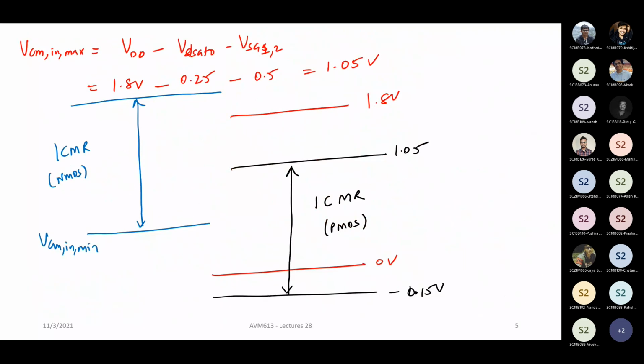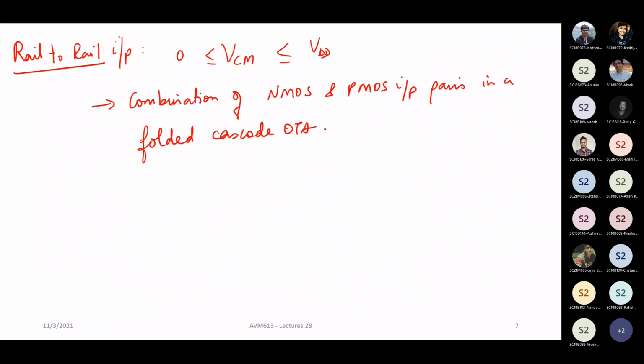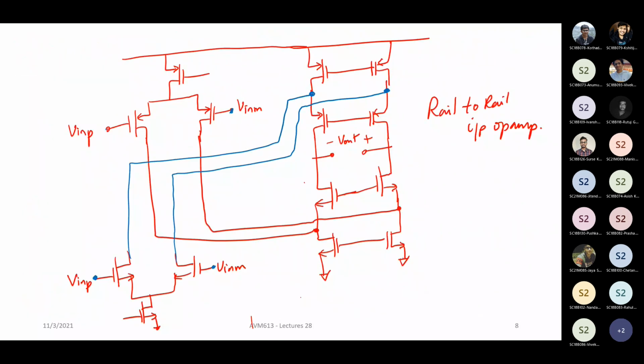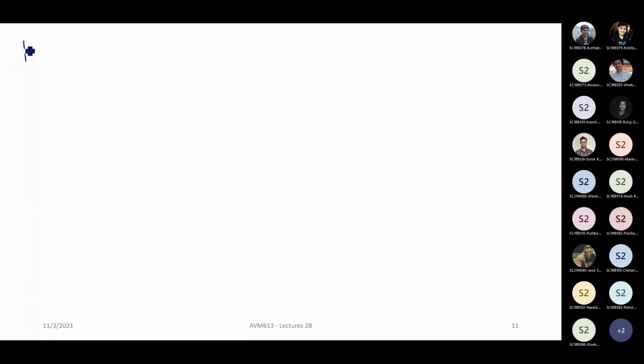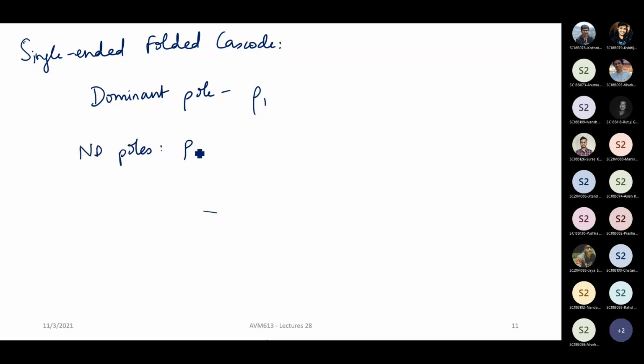Now, in the case of a single-ended OTA, what happens is that the dominant pole is P1. Let me just put, single-ended folded cascode. So the dominant pole is pole 1. The non-dominant poles are basically pole 2 to pole 6. You have 5 non-dominant poles.